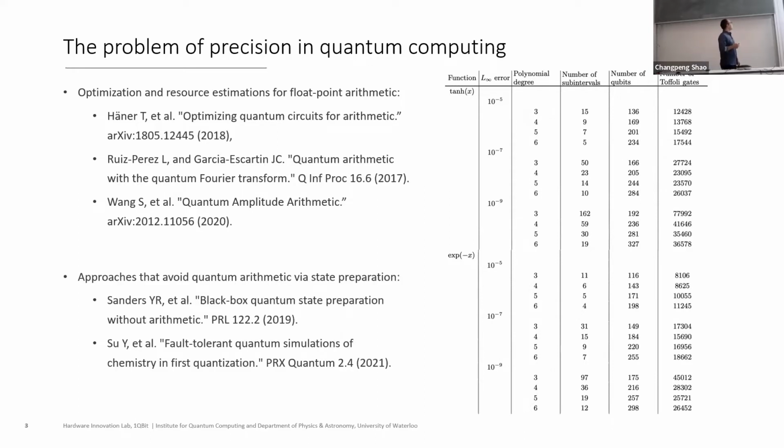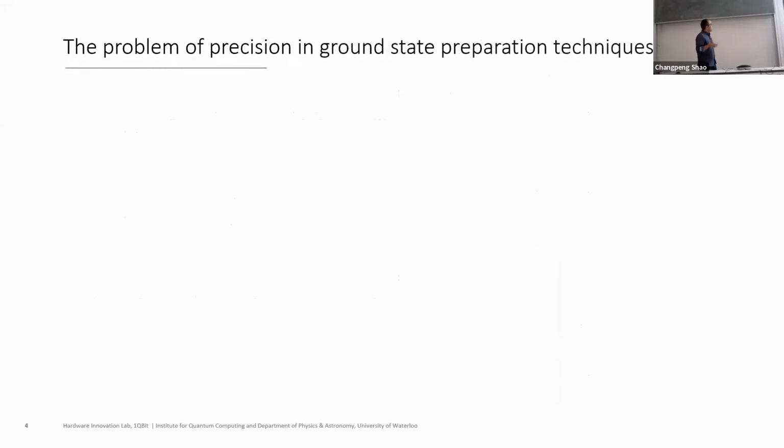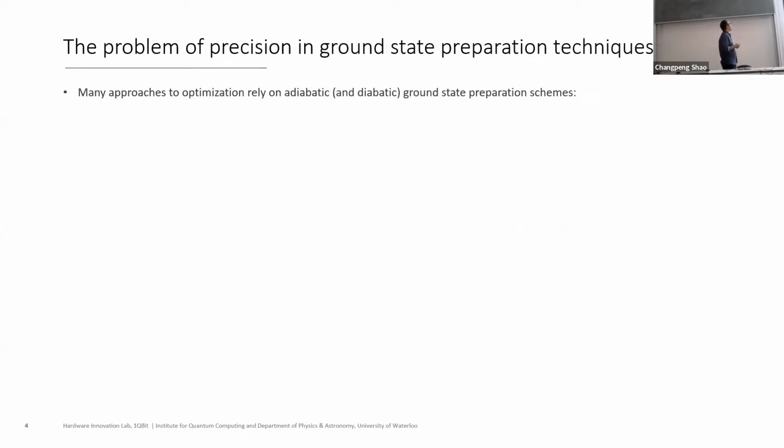There are also papers that try to completely avoid doing arithmetic and restate the problem of doing arithmetic as a state preparation problem, so that they get some savings from not having to do those really large resource circuits. Okay, so even when you're actually working on optimization problems where you do things as ground state preparation, then you have a different problem again with the precision of the arithmetic you would have to do.